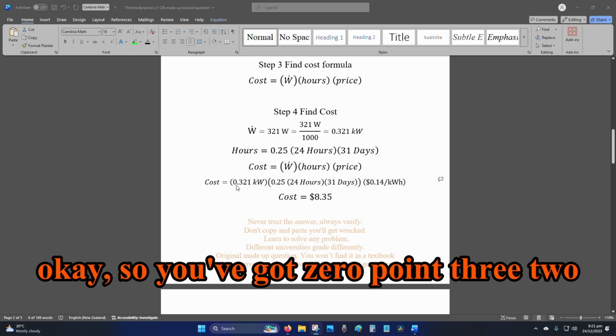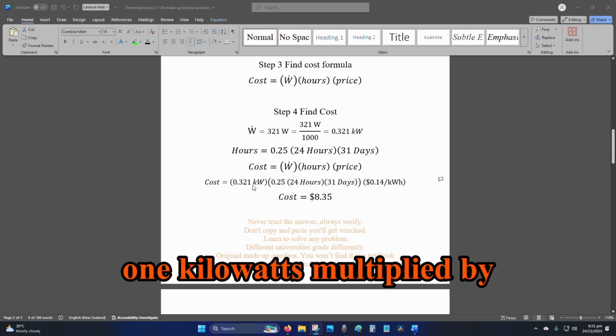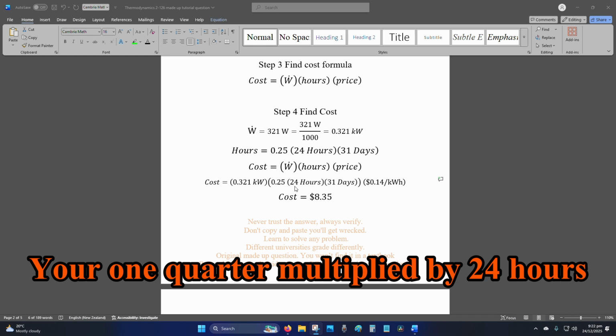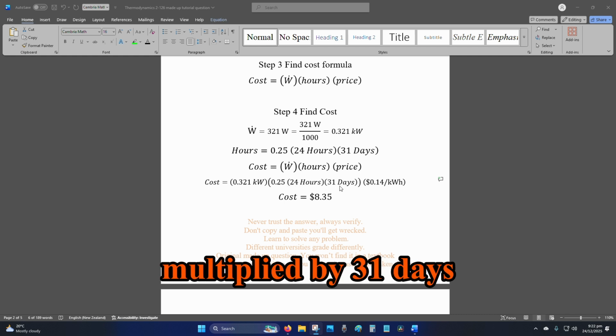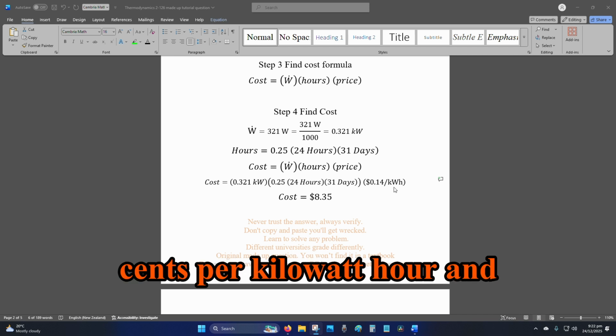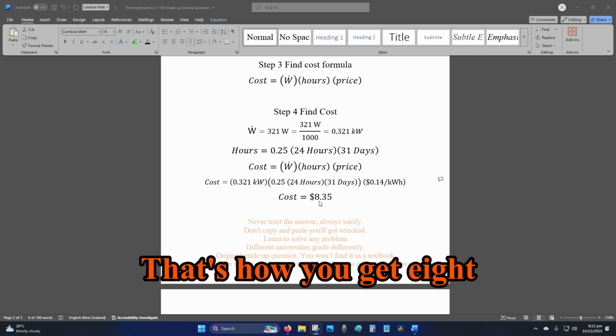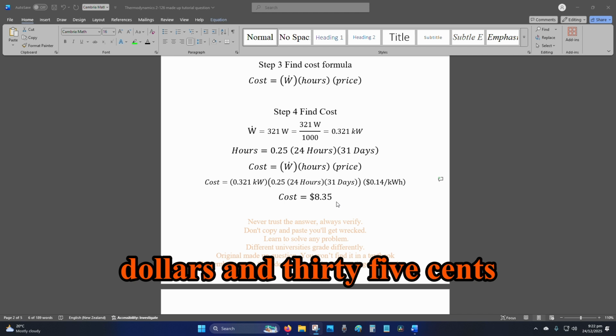Okay, so you've got 0.321 kilowatts multiplied by your 1/4 multiplied by 24 hours multiplied by 31 days multiplied by your 14 cents per kilowatt hour, and that's how you get $8.35.